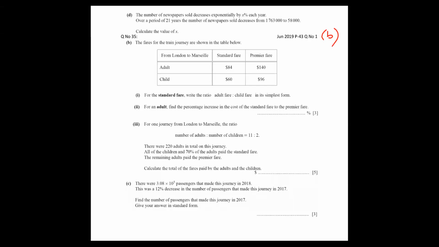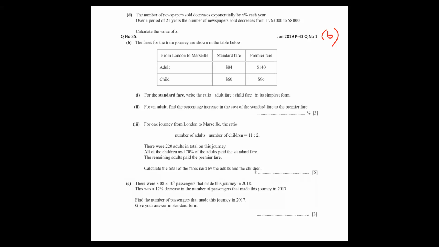In the first question, we have the fares for a train journey shown in the table. You can see very clearly that from London to Marseille we are given adult and child, standard fare and premier fare. We are given both categories. So what is the situation? Write the ratio for adult fare and child fare.